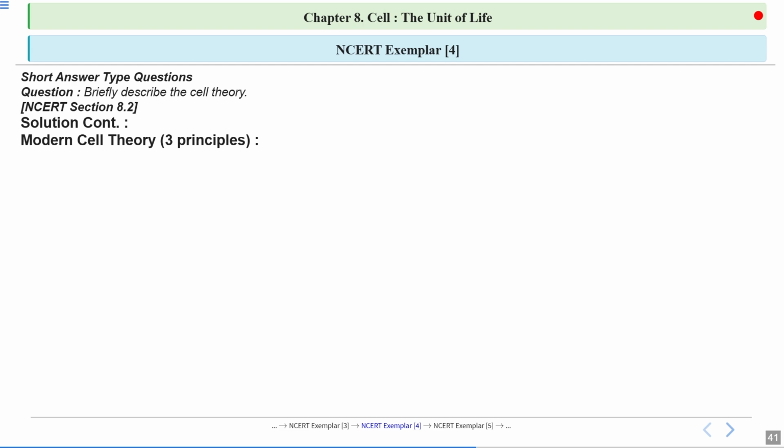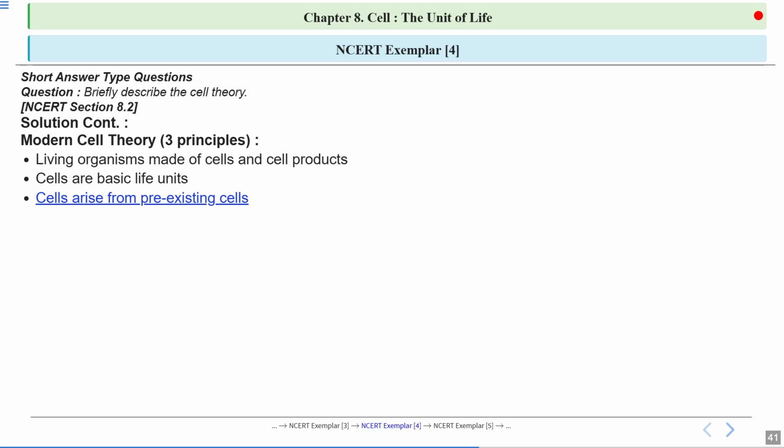Now, what is the modern cell theory? There are 3 principles of modern cell theory. That living organisms are made up of cells and cell products. Second, cells are the basic life units. Next, cells arise from pre-existing cells. This is the modern cell theory.